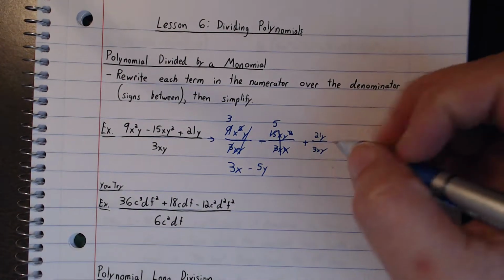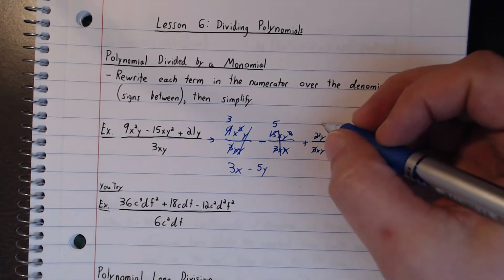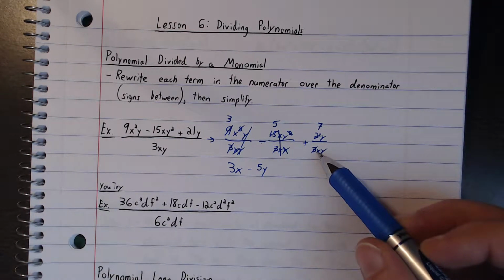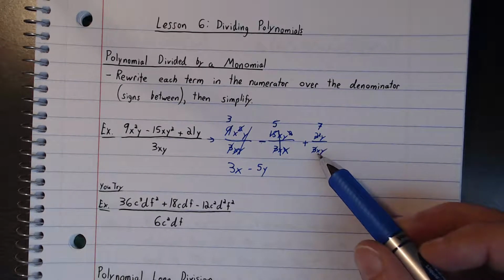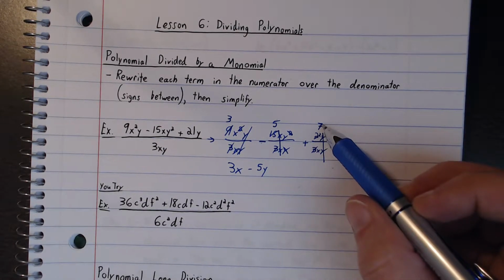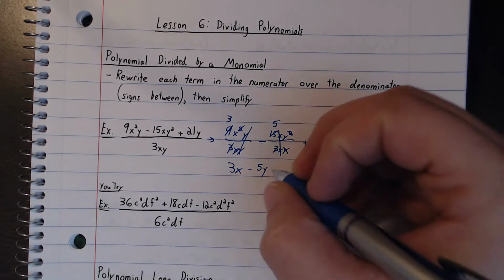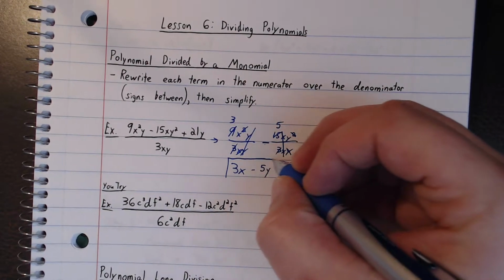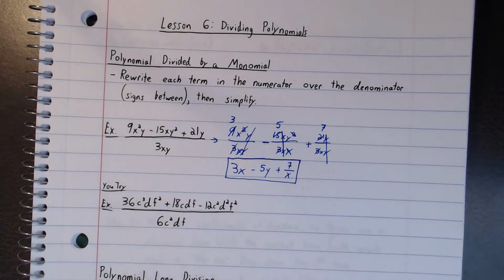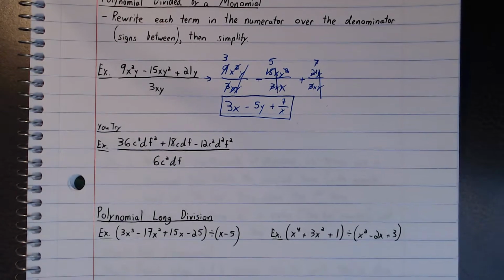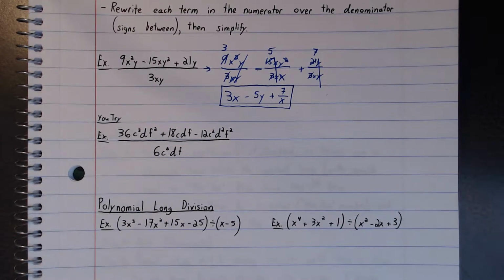Last one, my 3 and my 21 will reduce to a 7. I don't have any x's, so I'm going to end up having an x staying on bottom. My y's, those cancel out. So what I have left here is a 7 on top and an x on bottom, so plus 7 over x. That is my simplified expression. Okay, so here's a problem for you to try. Pause the video and resume it when you're ready to check your answer.